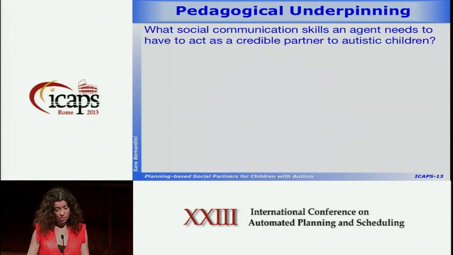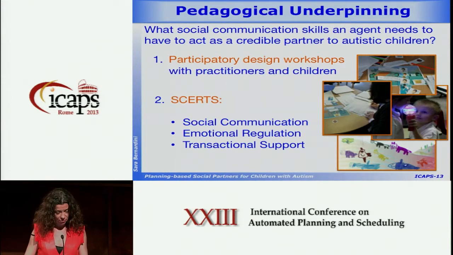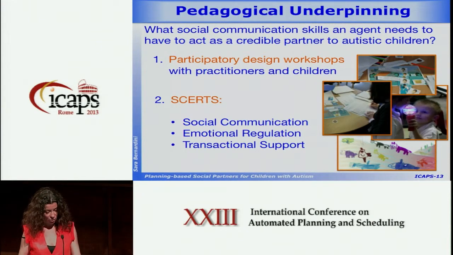So first of all, the question that we asked was what social communication skills an agent needs to possess in order to act as a credible social partner for children with autism. And to answer this question, we organized participatory design workshops with practitioners and children, and also we based our answers on the literature, and in particular the SEARCH framework, which is a comprehensive approach to social communication assessment and intervention. And basically, SEARCH offers an operationalization of social communication, and on the basis of that, we defined our set of requirements for the agent.